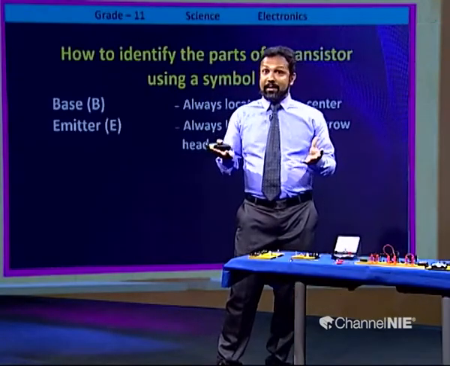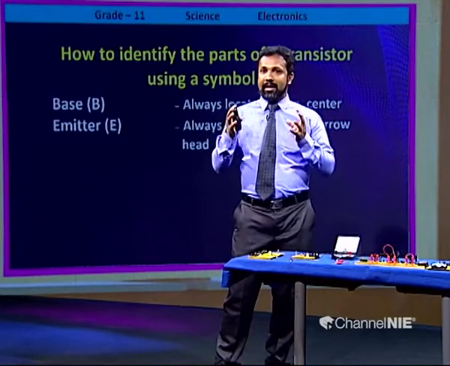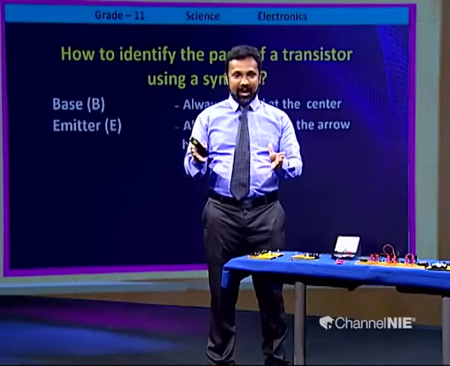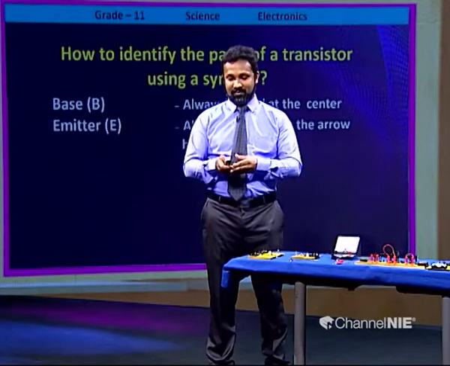Then what is emitter? How can we identify the emitter in a transistor? Emitter is always located near the arrowhead. Once you identify the arrowhead, the emitter is located closer to the arrowhead. This is how we identify the emitter in a transistor.